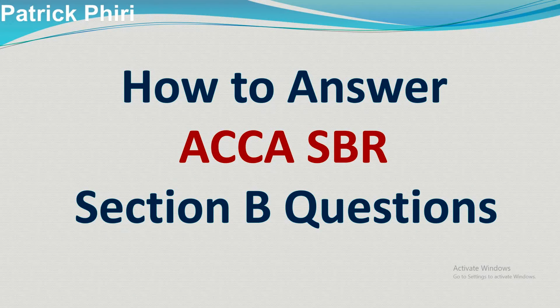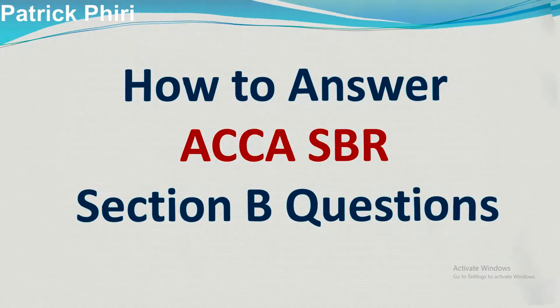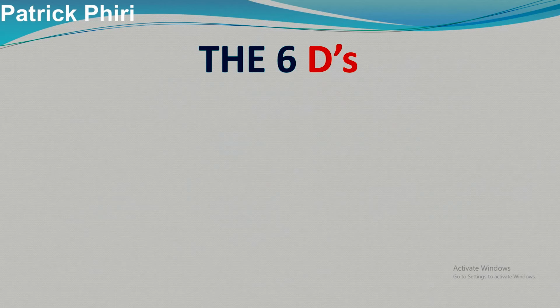In this session, we are going to look at how to answer ACCA Strategic Business Reporting Section B questions. I have two compulsory questions in Section B, each carrying 25 marks. That's a total of 50 marks, and that is 50% of the exam. So it's very important, friends, that you are comfortable with answering these questions and how to deal with them on the day of the exam.